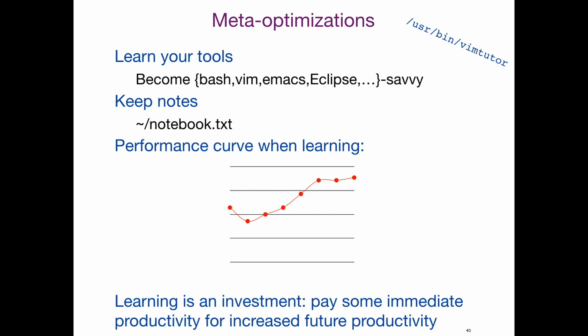Meta optimizations. Learn your tools. There's Vim Tutor. So if you're using Eclipse, be a pro at Eclipse. If you're using Bash, be a pro at Bash. You're going to be using this all the time. I never thought learning shell scripting, learning Vim, that it would still be useful 35 years later, right? It's actually perhaps a sad thing about programming tools, but it is true. Your performance curve when you're learning, you get worse. I know, but you'll get better.